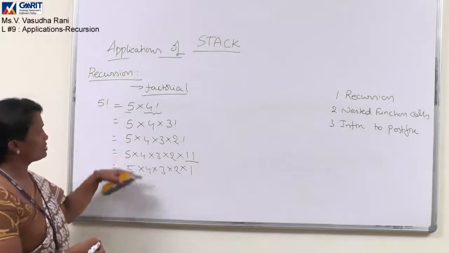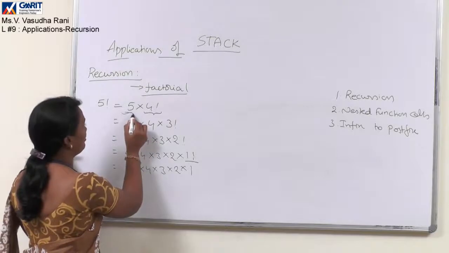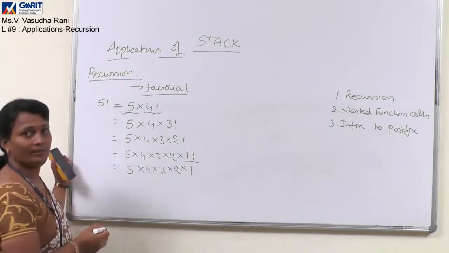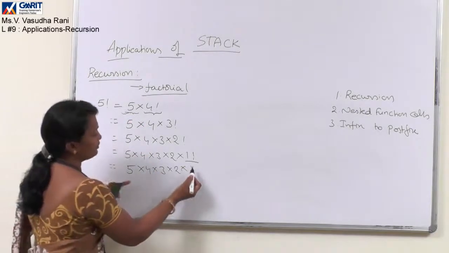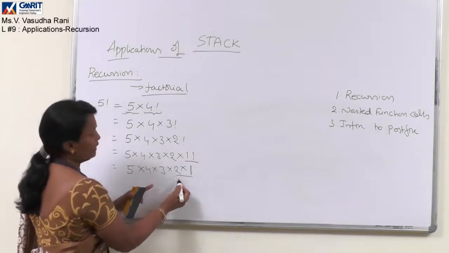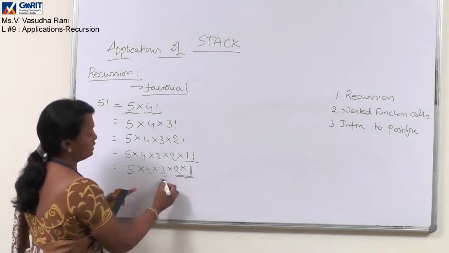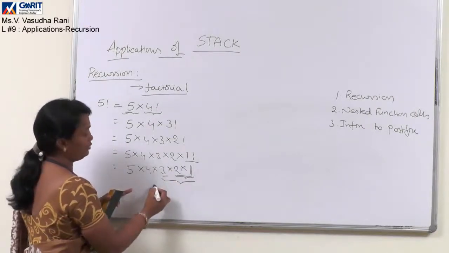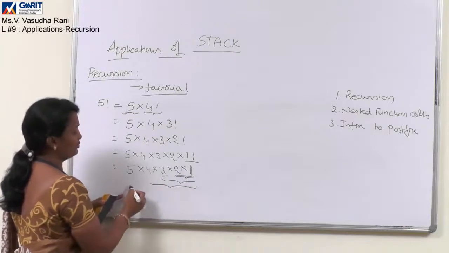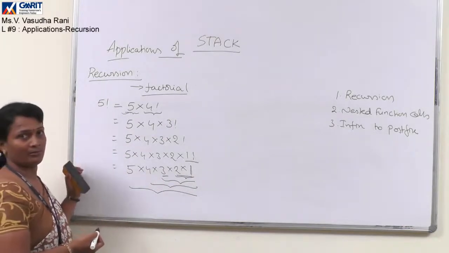So here in the process of factorial calculation using recursive procedure, we are getting some intermediate results. Finally after getting this 1, it should be multiplied by 2, and this result should be multiplied by 3, this whole result should be multiplied by 4, and this whole result should be multiplied by 5, so that it gives the value of 5 factorial.